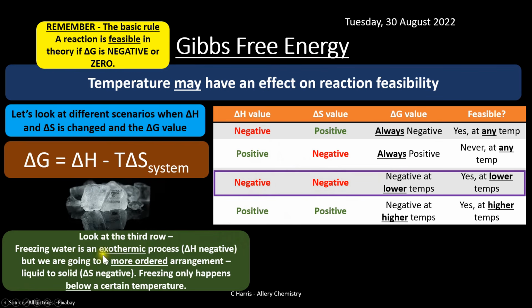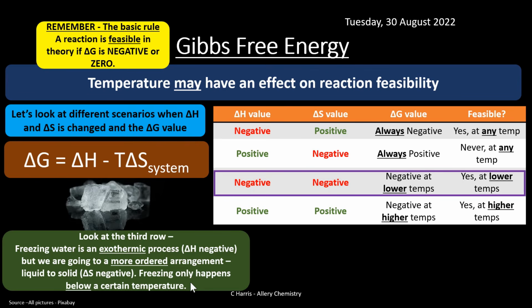So if we look at this third row, freezing water is an example of an exothermic process. Heat energy is given out. But we're going to a more ordered arrangement, from a liquid to a solid, so it's not a favorable process in that respect. Freezing only happens below a certain temperature, doesn't it? If you have a glass of water at room temperature, like I've got some water here, that's not just going to spontaneously freeze at this temperature.